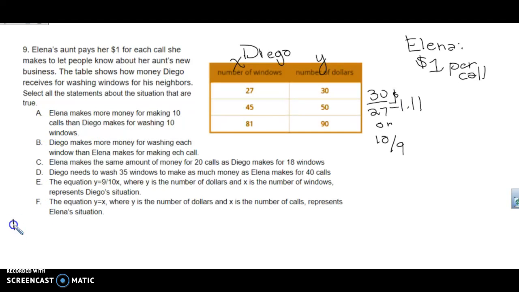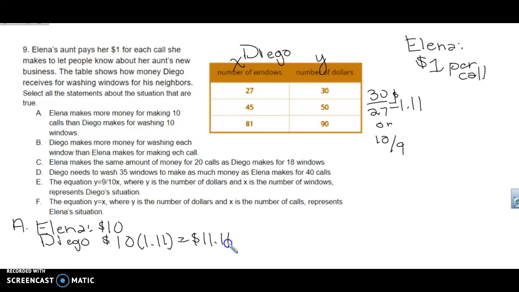So for A, it says that Elena makes more money making 10 calls than Diego makes for washing 10 windows. Well, Elena is going to make $10. And then Diego is going to make 10 times $1.11, and that is going to equal $11.11. So here, Diego is going to make more money, so that statement is not true. For B, it says Diego makes more money for washing each window than Elena makes for making each call. Well, Elena is only going to make $1 for each call, and Diego is making $1.11. So B is a true statement.